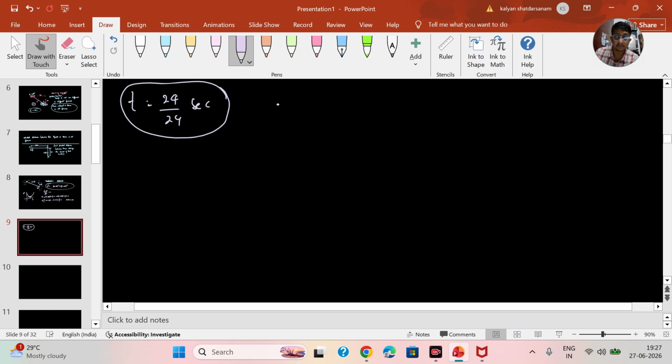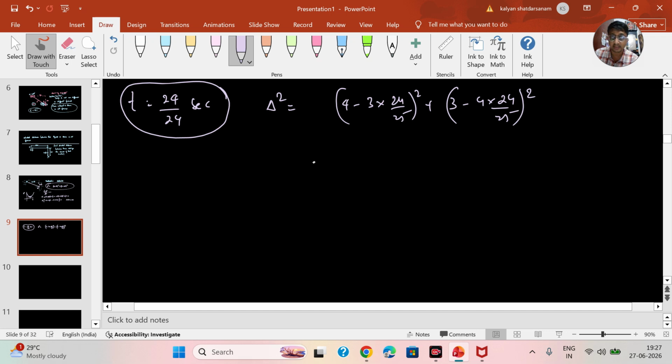So delta square is now going to be, if I put 24 by 25 above, (4 minus 3 into 24 by 25) whole square plus (3 minus 4 into 24 by 25) whole square. That's going to be delta square, which is 25 4 is 100 minus 72, 28 by 25 whole square, plus 75 minus 96, that is minus 21, but you can square it now, minus 21 by 25 square.